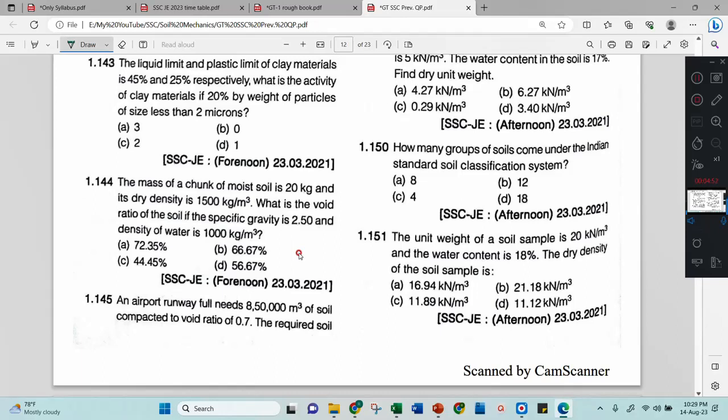This one. Mass of a chunk of moist soil is 20 kg and the dry density is this much. What is the void ratio of the soil when the specific gravity is this much? Take 1000.